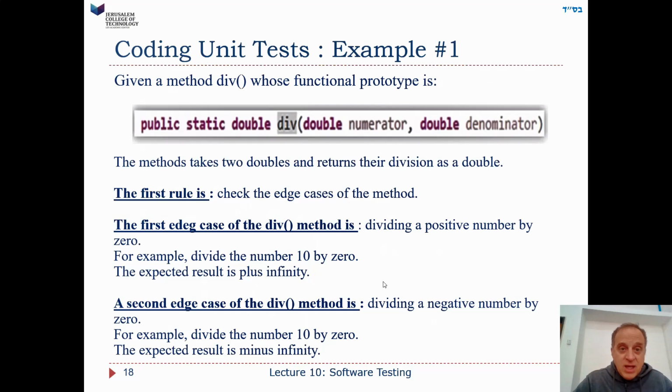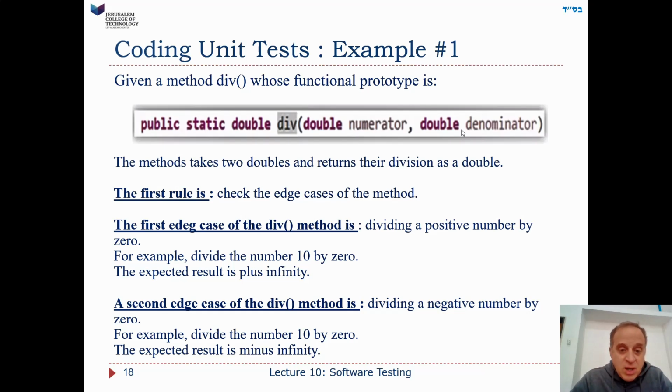Given a method divide, whose functional prototype is, okay, it returns a double, it takes 2 doubles, numerator and denominator, and obviously it's going to divide them and return the result. The first rule is check the edge case of the method. For example, the first edge case of the method is dividing a positive number by 0. If you divide by 0, well, that's a big no-no. So that's an edge case. It's not the standard normal case. The standard normal case is 7 divided by 4.